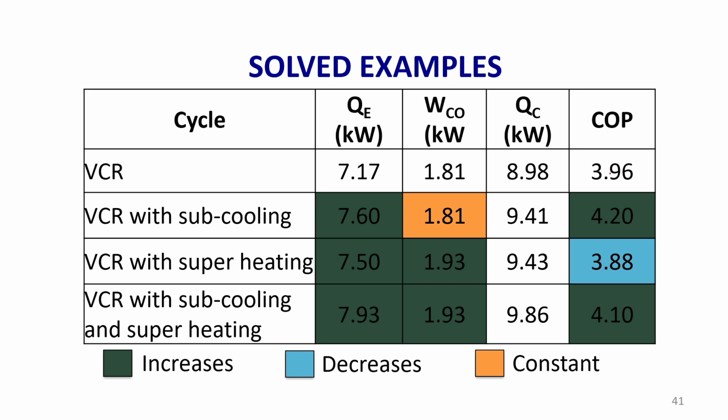Now, if you see, again I have used the same green color wherever there is an increase in that particular parameter. Blue color represents the decrease in that value, and the sandal color represents there is no change.